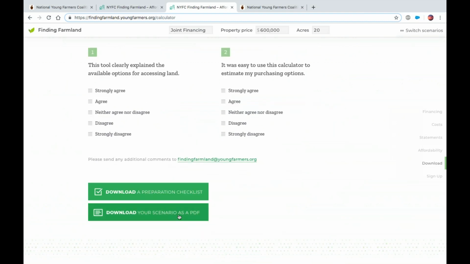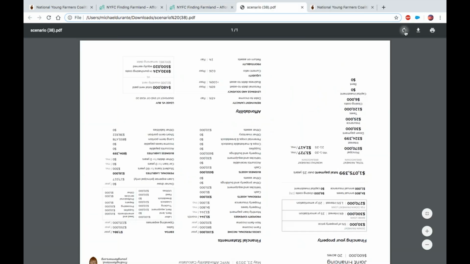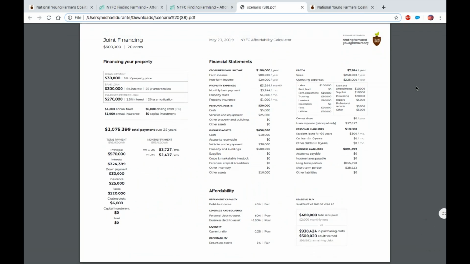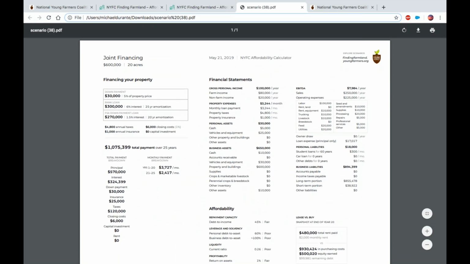The last thing you can do is just download your scenario as a PDF. And it looks like this, and it's always in the wrong direction. And so this is just a little one-pager, black and white. Something to note about the calculator is that it does not save the data that you enter into it. Like you notice you didn't have to create an account or anything like that. So if I close this browser window, I'd lose all that data.